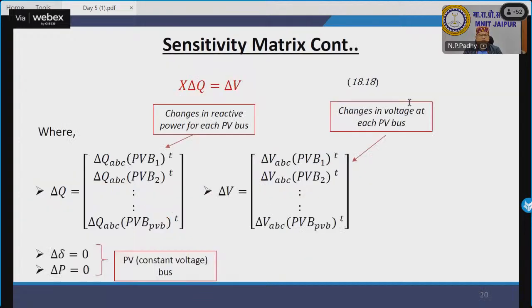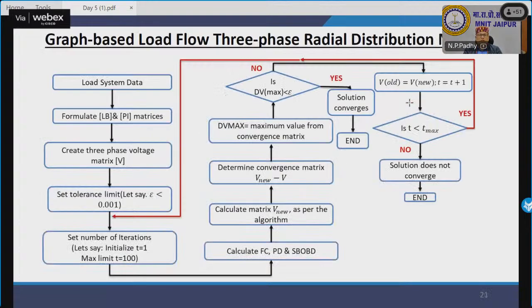Now, hence we can calculate the sensitivity matrix where X delta Q equals delta V, where delta Q is given by the matrix, as you could see, and delta V is given by this equation, 18.18, and delta delta equal to 0 and delta P equal to 0. So this is my final equation for the sensitivity matrix. Now, finally, I can just explain to you the whole flow, how we are going to write an algorithm if required.